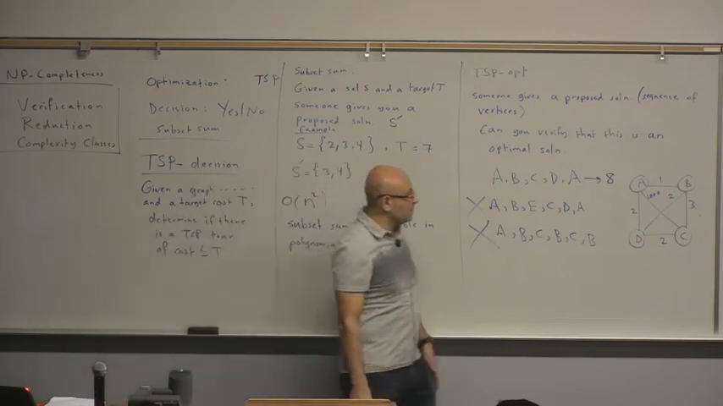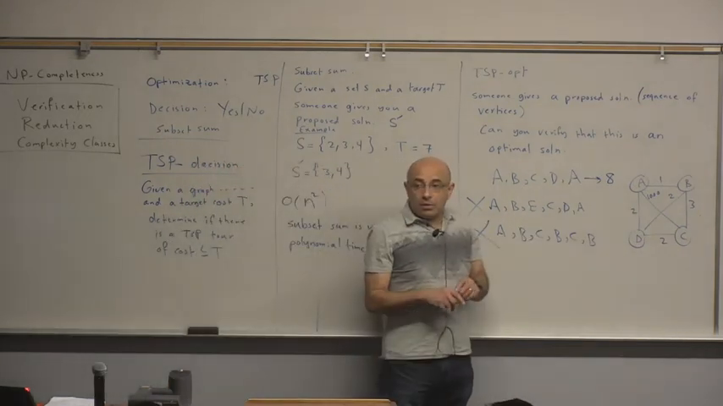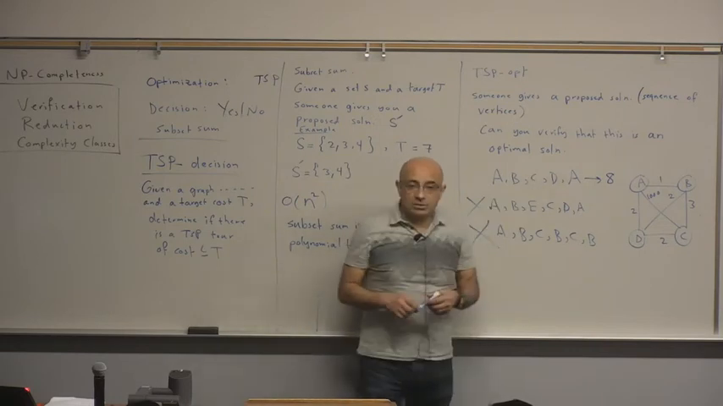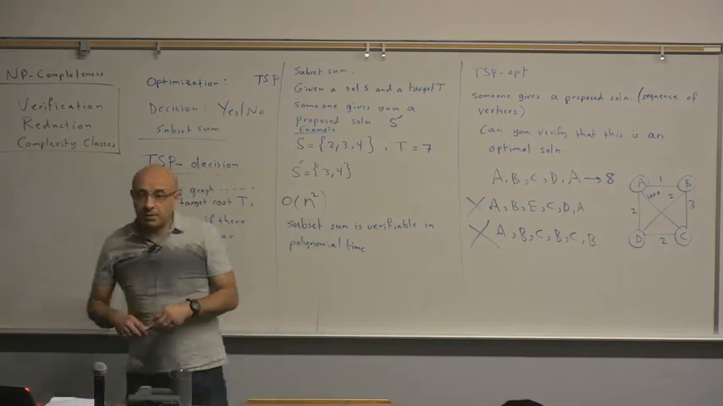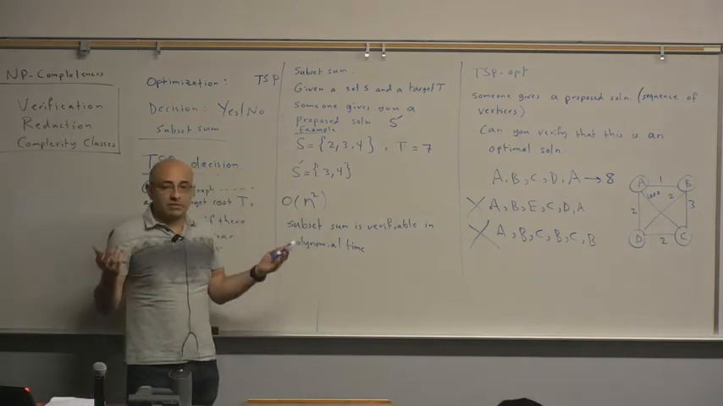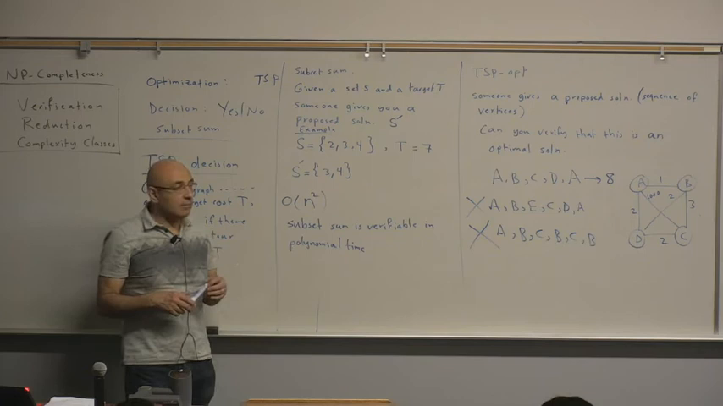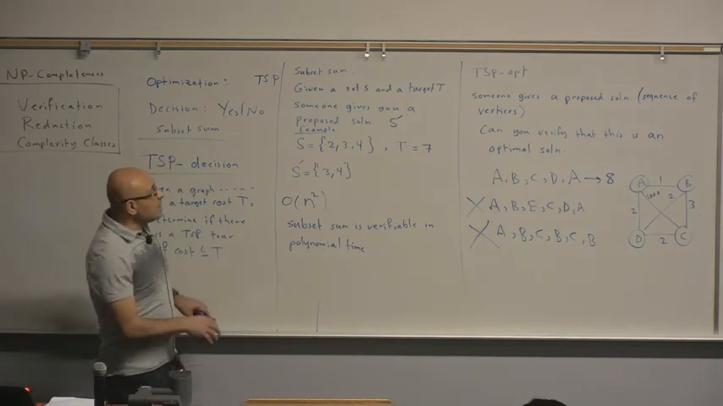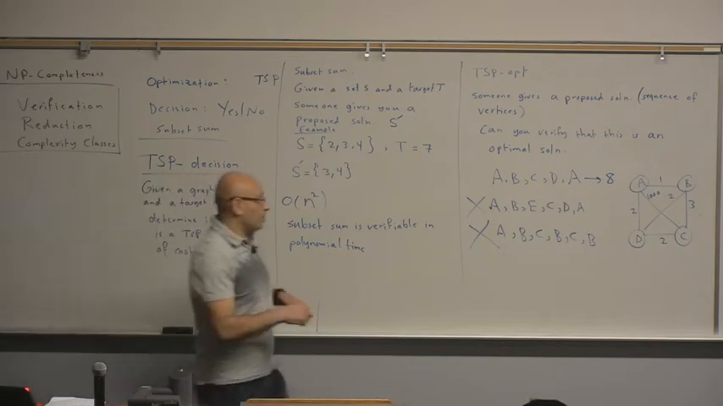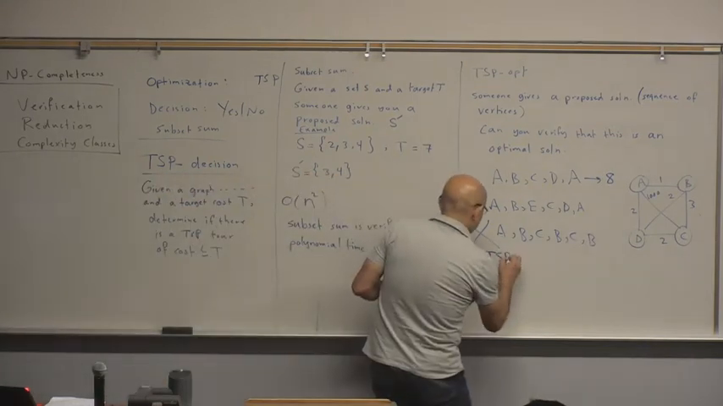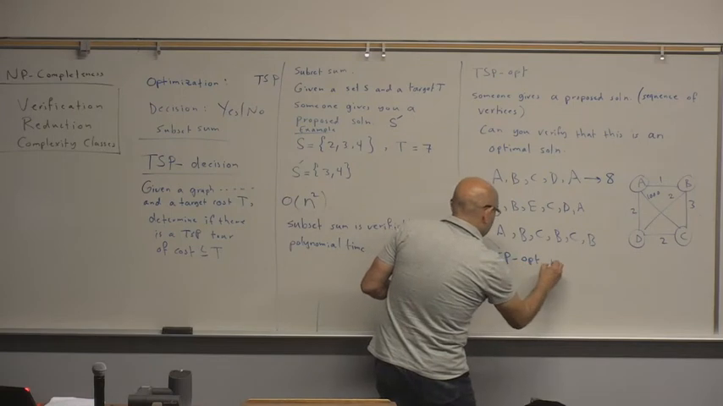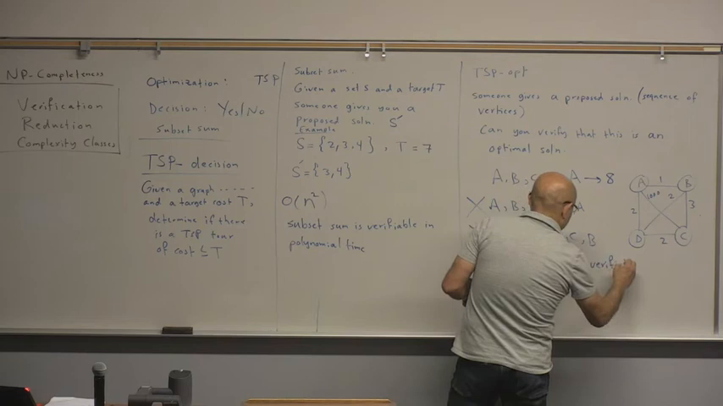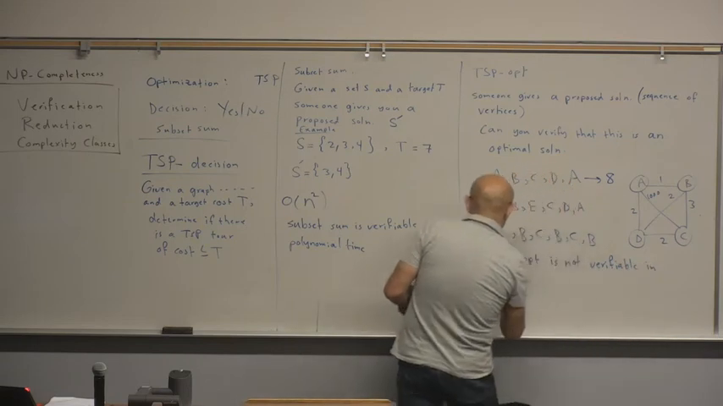So in some cases, if your lower bound is tight enough, then you may be able to catch some of these cases and prove them optimal. But this is not general enough. It will not work in all cases. Okay, so this is the verifiability problem. So TSP optimization is not verifiable in polynomial time.